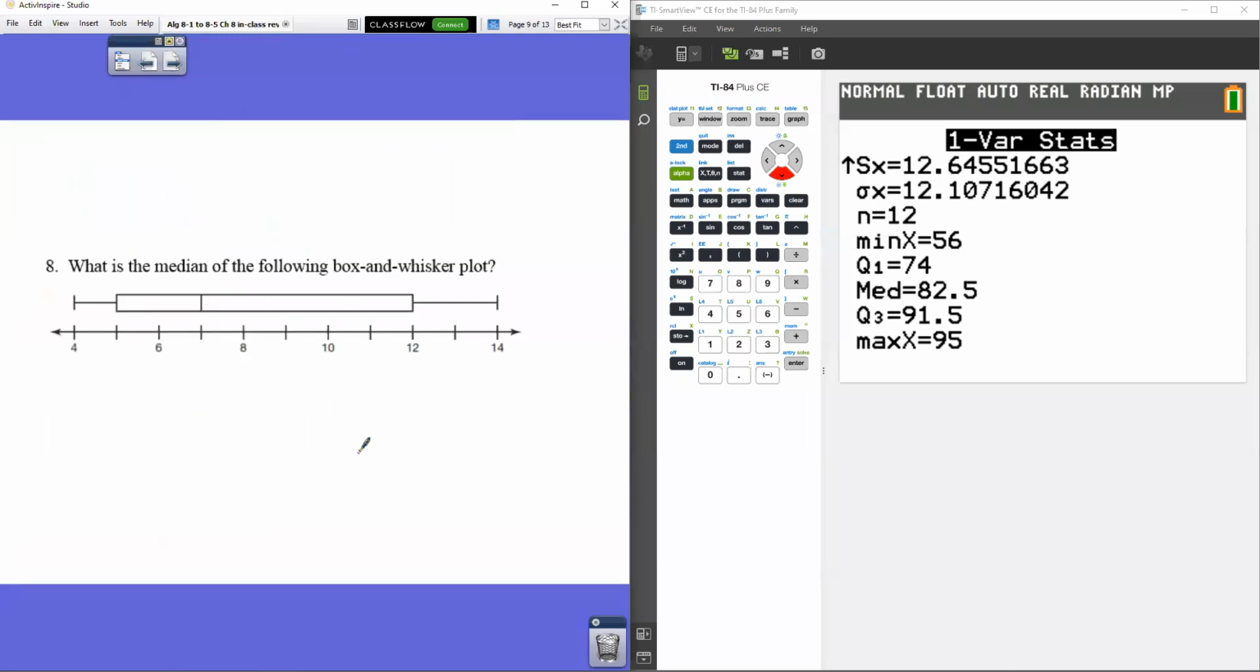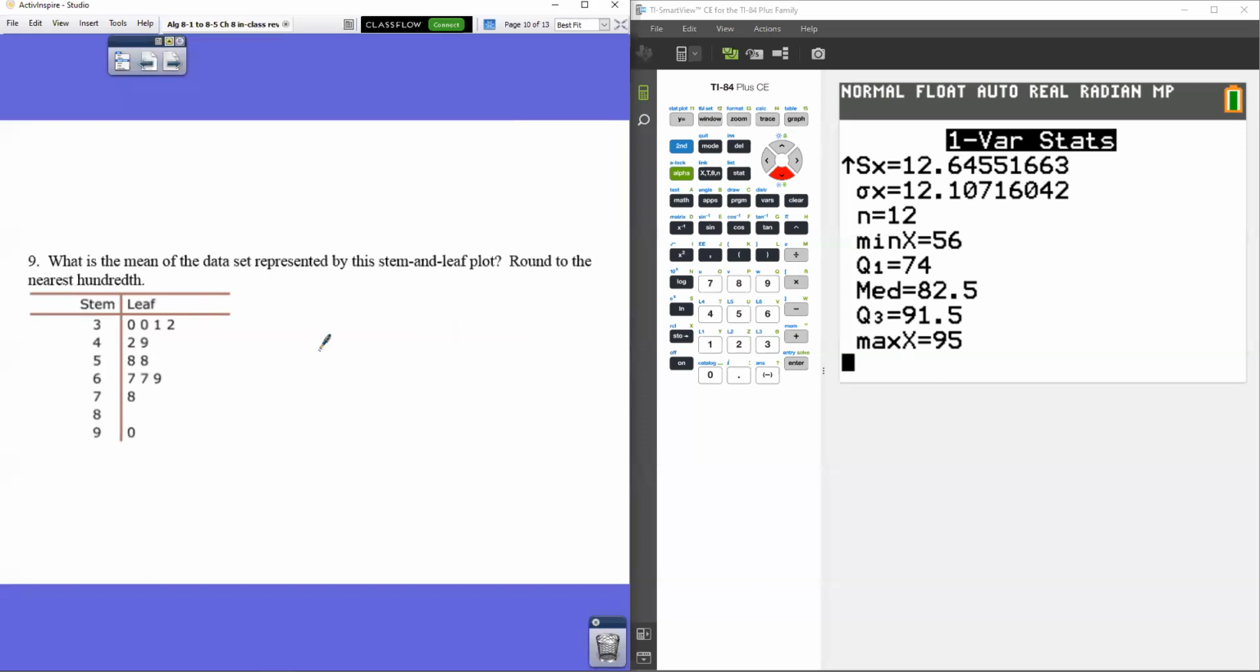Take a look at number 8. What is the median of this box and whisker plot? Super easy question. The median is that line inside of the box. So the median is 7.